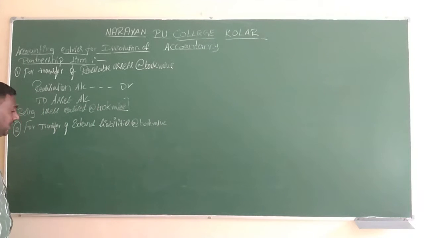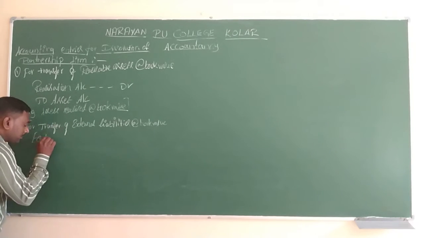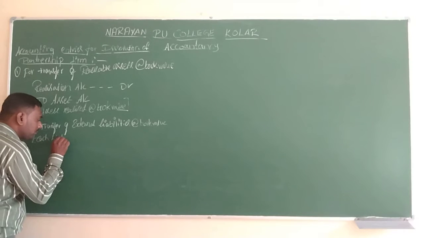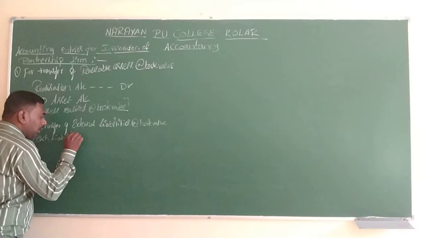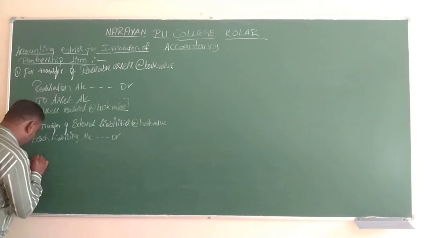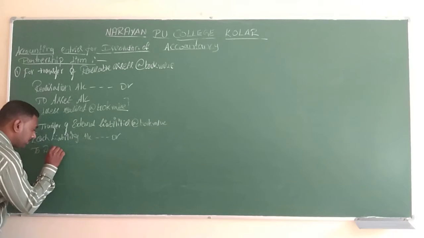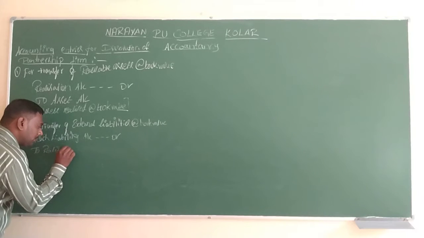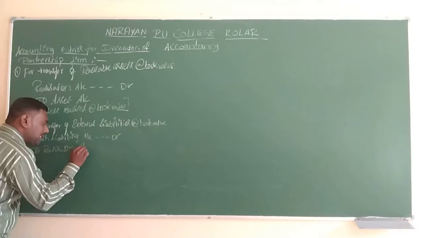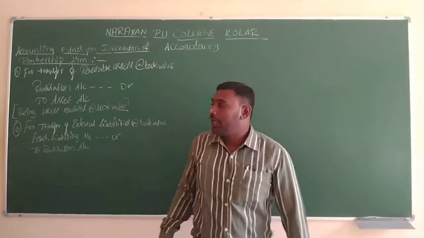So for this, we have to write the entry: each liability account debit to realization account.